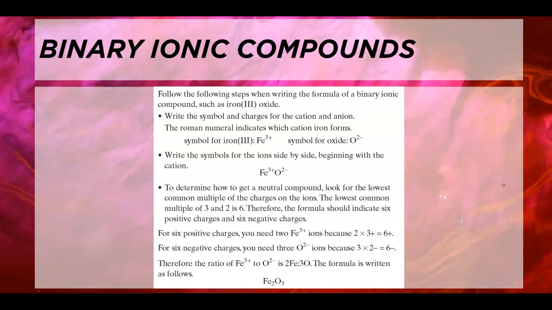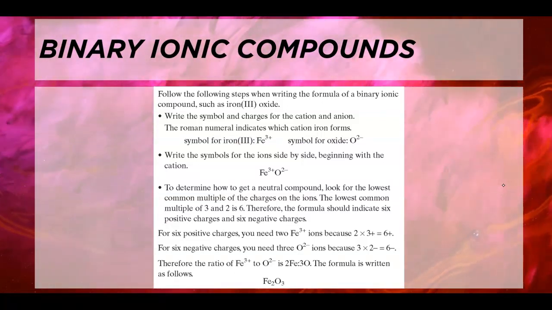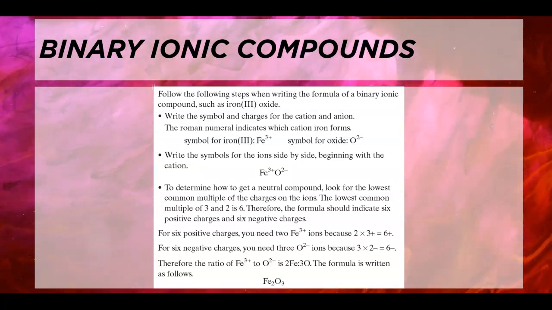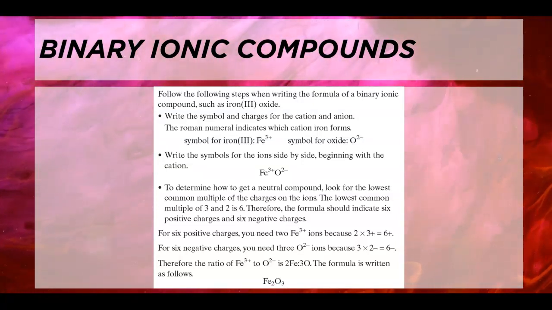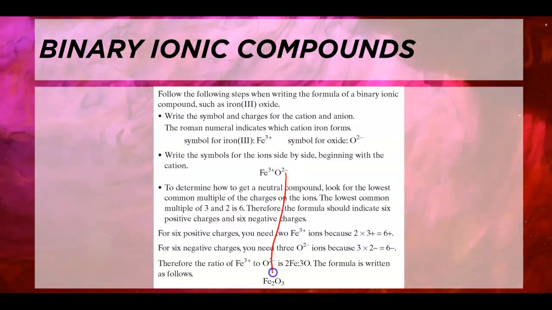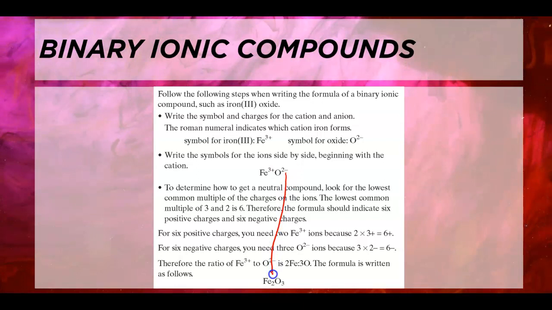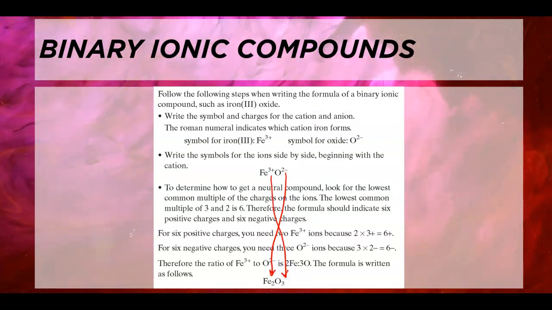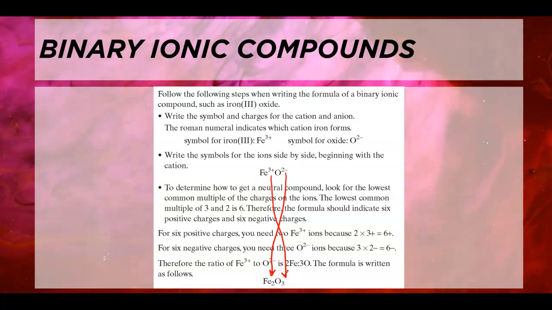Here's another example with iron 3 oxide. The same idea, where iron 3 has a +3 charge, oxide has a -2 charge. So we flip-flop the charges to the subscripts, and instead of Fe+3 and O-2, we get Fe2O3.